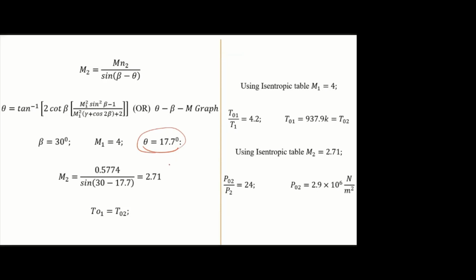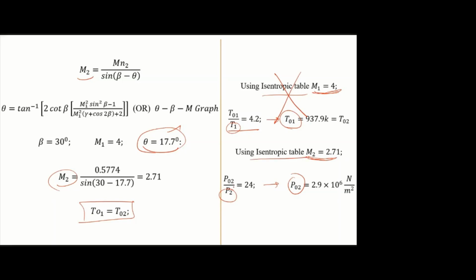So because of this theta value, everything will vary a little. So to find the M2, now we found the theta. So M2 also found it, and we know T01 is equal to T02. So here from M1 they are finding using isentropic table T01 by T1. From there you can find the T01 because T1 is known. Then again for P02, using M2 they are finding P02 by P2. P2 is found, they are finding P02. But instead of this step, using this step itself, we can find P02 by P2, P02 by T2. T2 also known, directly you can find P02.